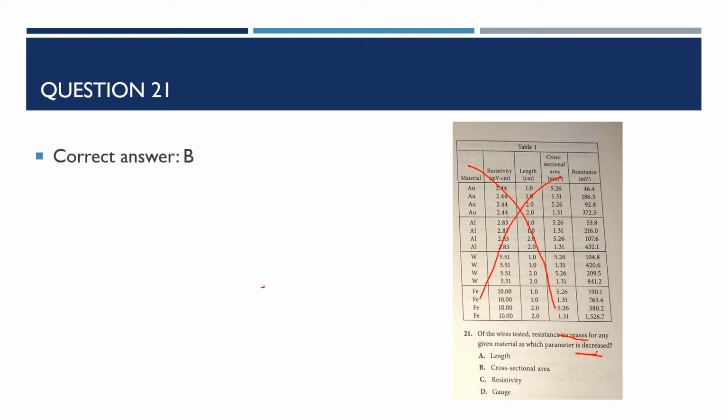Something to notice here, that these values of resistance, they're not in order. Okay, so it's not going to be as simple as, oh, well, it goes up, then it goes down, or it goes down, then it goes up. Okay, so make sure you notice A, we're looking at resistance, and B, we're looking for a parameter that decreases. So the correct answer here is cross-sectional area. So we really need to also look at this column.